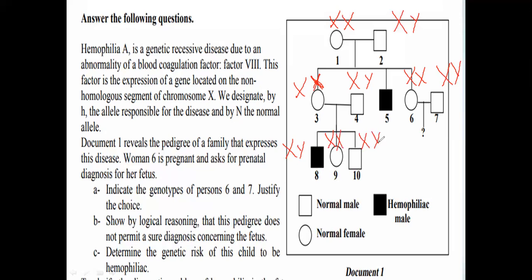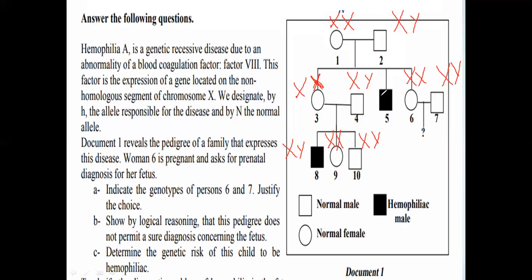Let's start step by step. First of all, we already know that the allele responsible for the disease is recessive with respect to the normal dominant allele. So the female has 2 X chromosomes. So in order to be affected, she should express 2 X's holding the allele H. And this one, female 1, is normal. So obligatorily she has allele N. And the second allele will be either XH or XN.